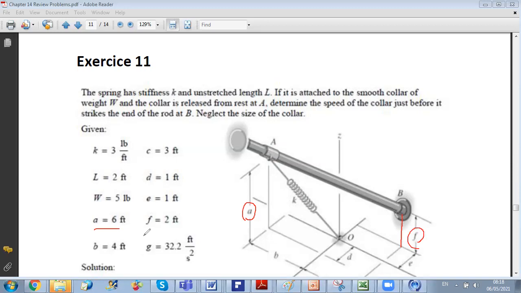Okay? Now, concerning the spring, we know that if you want to work with work and energy, we can say that the work of the spring force is equal to half K delta L at A, so delta L_A squared, minus half K delta L at B squared.